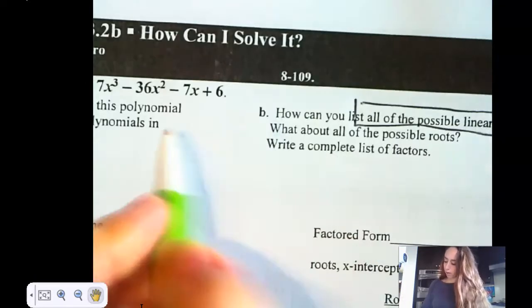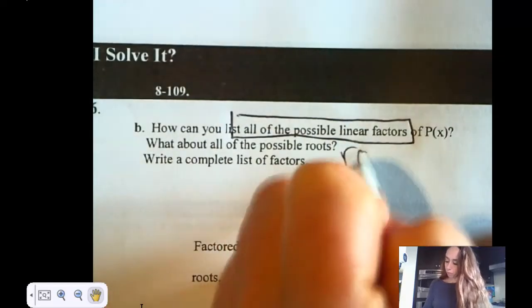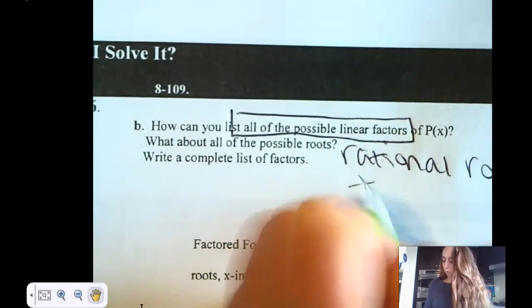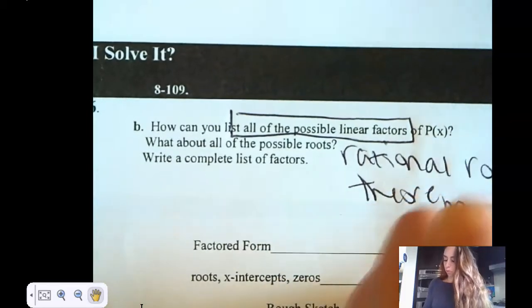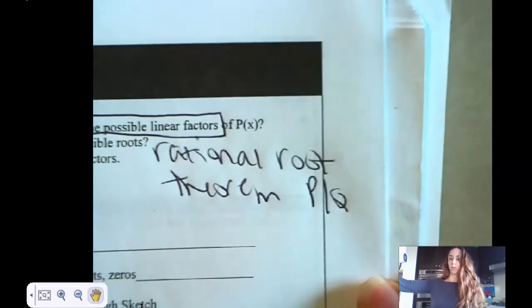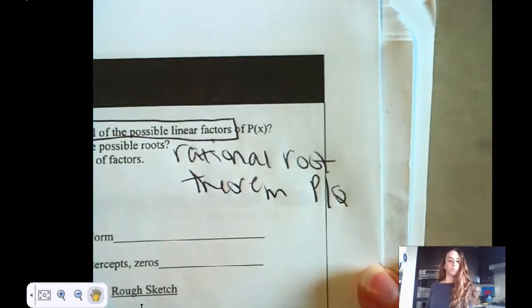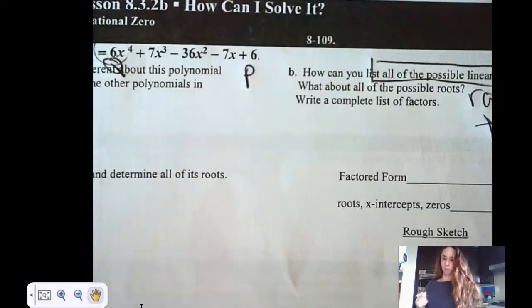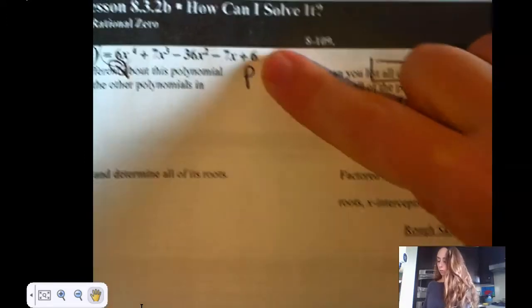This is my rational root theorem. This is my PQ method. Keep that in mind when you have a quiz question where I say name all the possible roots. Okay. So I'm going to look here. This represents my P. This represents my Q. All right. So let's start with the P.